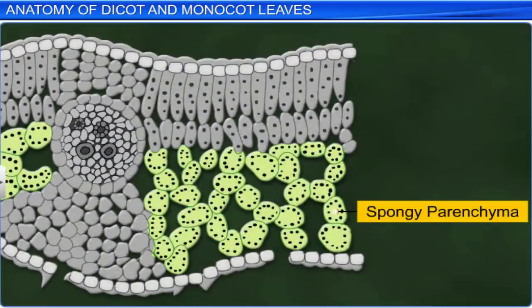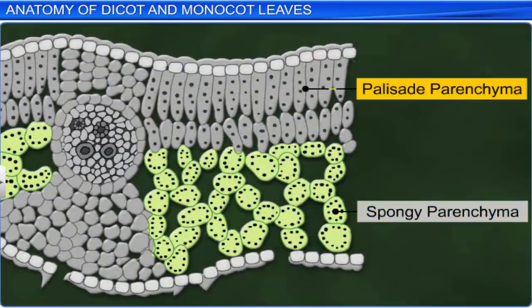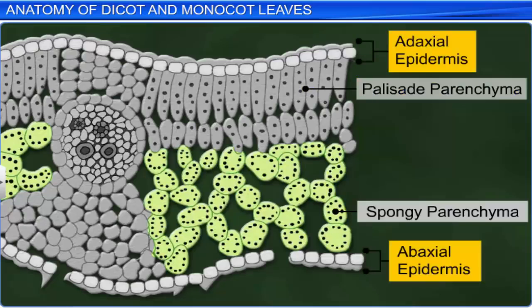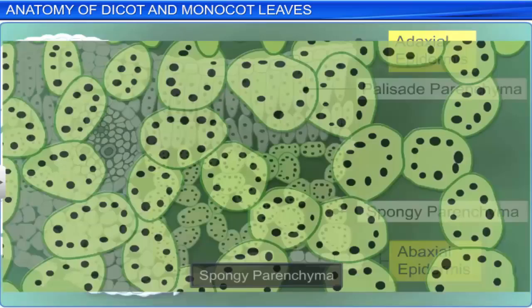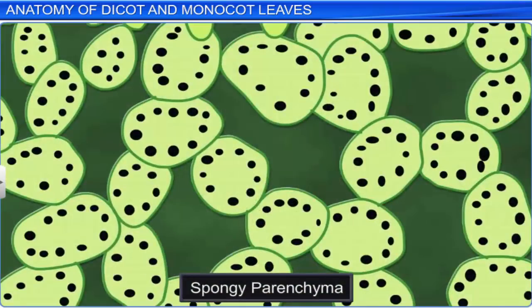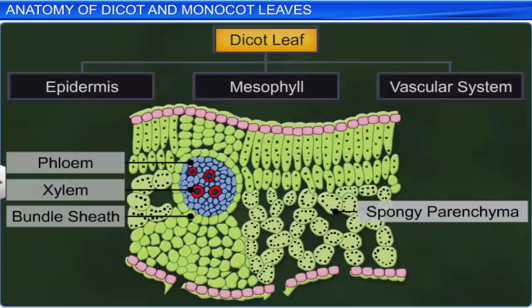The spongy parenchyma is located just below the palisade parenchyma, and it extends up to the abaxial epidermis. It consists of round cells which are loosely arranged and have large intercellular spaces and air cavities.